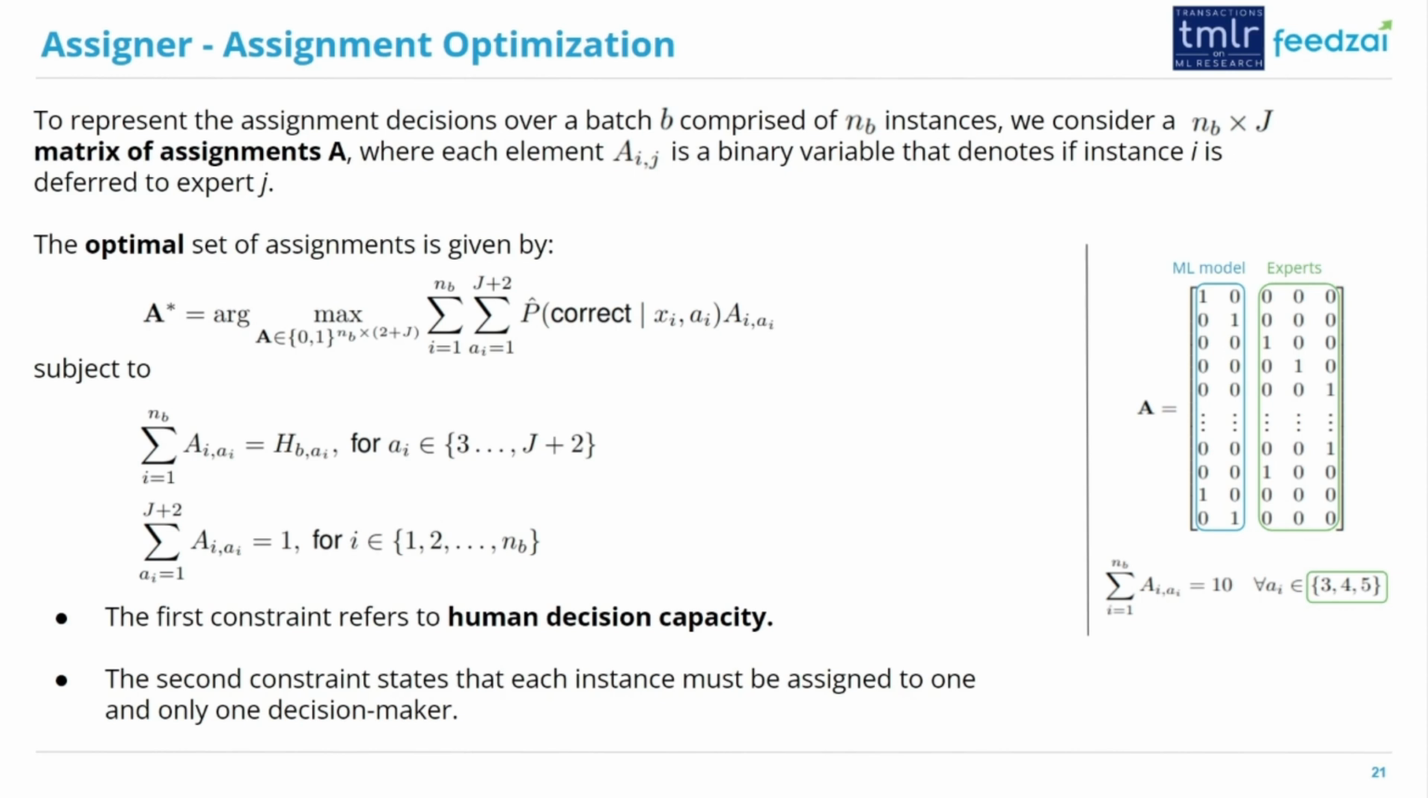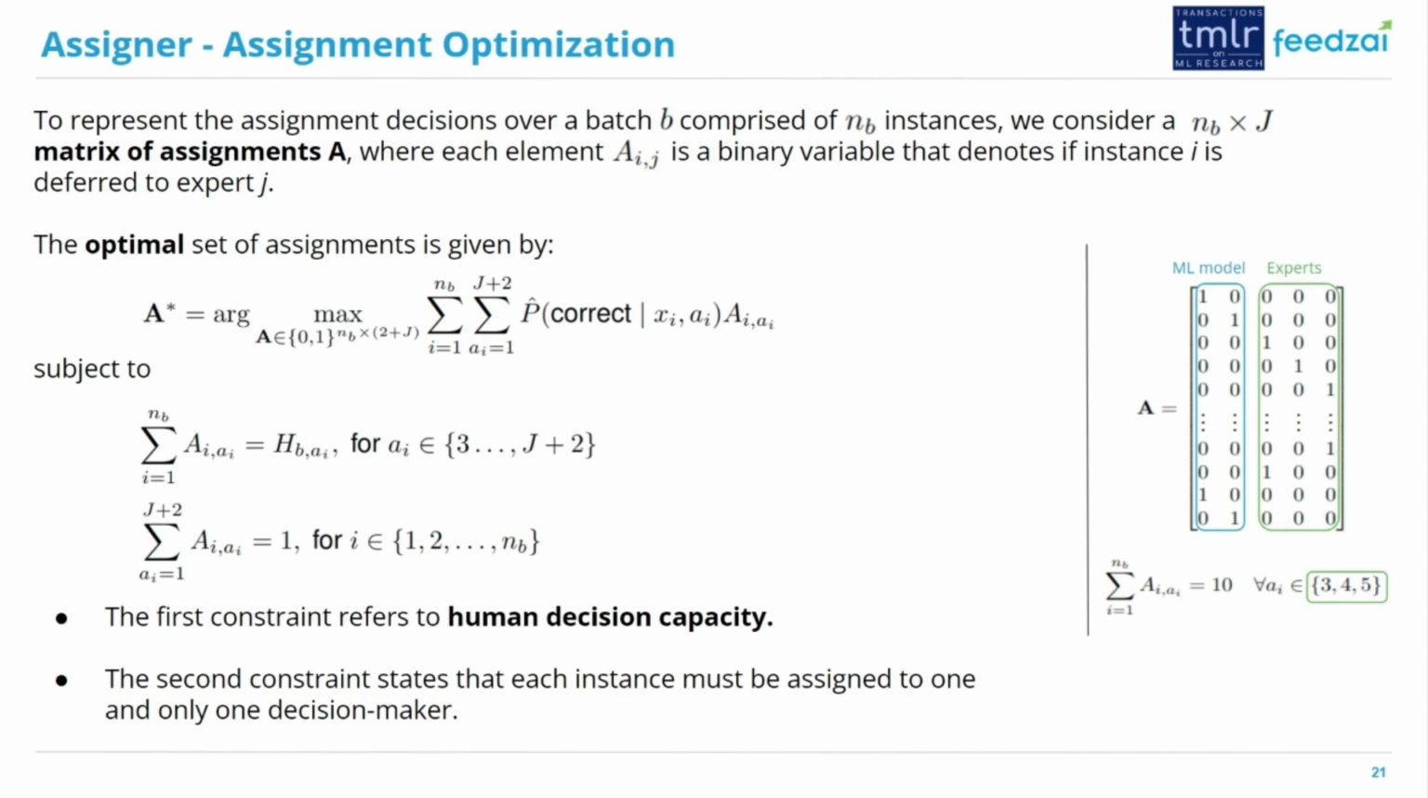To represent the assignment decisions over a batch B comprised of N_B instances, we consider a matrix of assignments A, where each element is a binary variable that denotes if instance i is effectively deferred to expert j. The optimal set of assignments is given by the following optimization problem, subject to the following constraints.